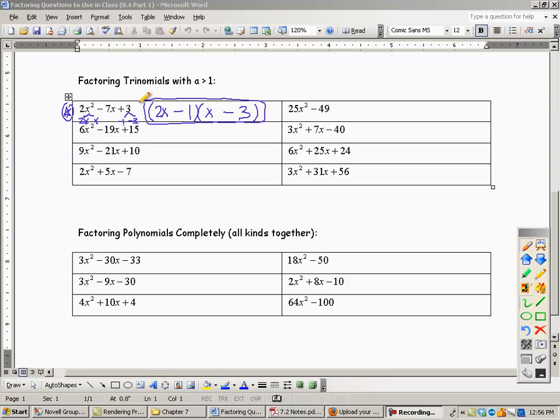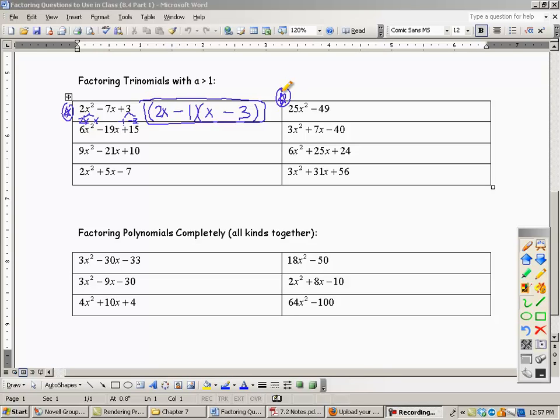Now, some of you also learned the snip method, and I can discuss that more in class. But if you remember the snip method and you like that better, please go ahead and use that. I'm only going to do one more. Two more. I'm actually going to do this next one.